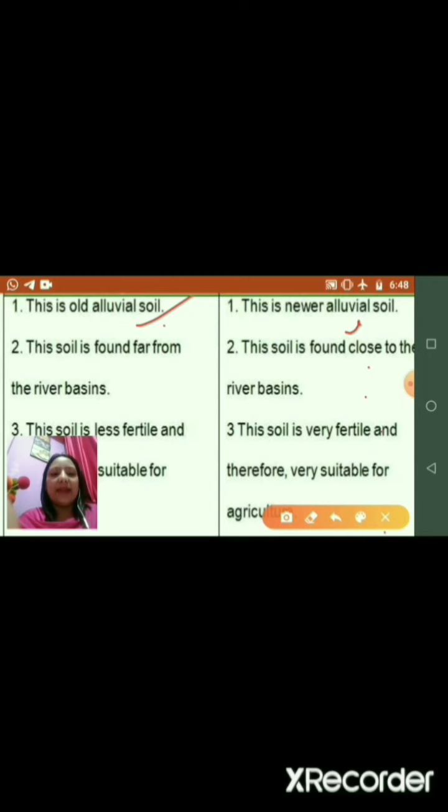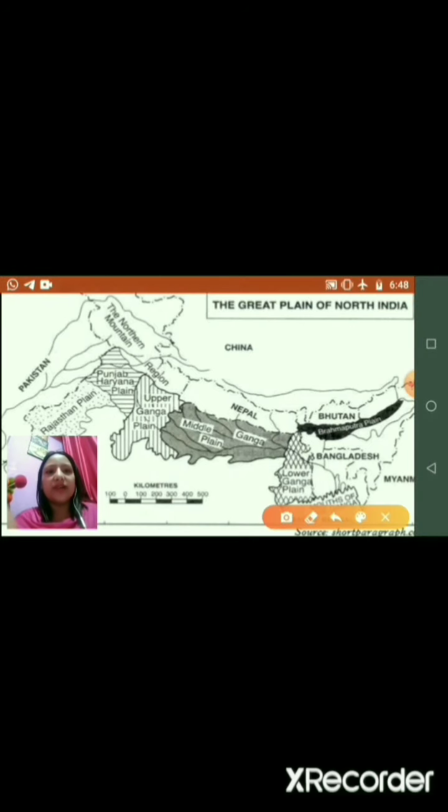It is alkaline in nature and sometimes turns infertile, but Khadar is very fertile in comparison to Bhangar. The plains are now divided into three main plains, each drained by a principal river and its tributaries. Which are these three plains? The first one is the Punjab Haryana plain. Then we have the Ganga plain, from here to here. Then we have the Brahmaputra plain.